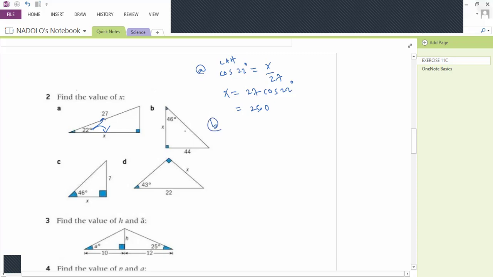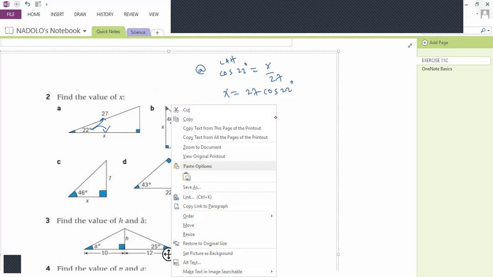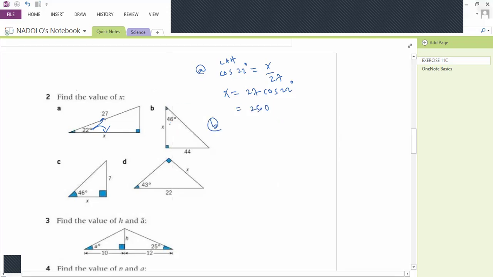Part B, we have x here, but we look at this angle, this is a right angle triangle. So this is going to be adjacent to that and opposite to that. It is tan that has opposite over adjacent. So we can simply do tan 46 degrees is equal to opposite divided by adjacent, which is x.